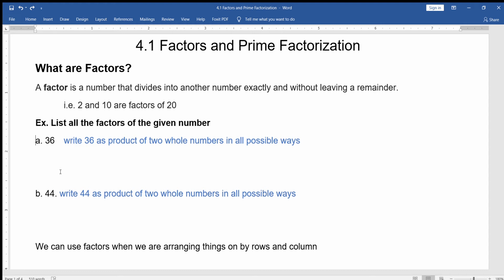And 10, if you divide 20 by that, you'll get 2. That means 10 is a factor of 20. Anyway, let's have more examples.